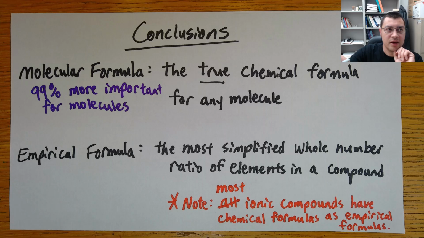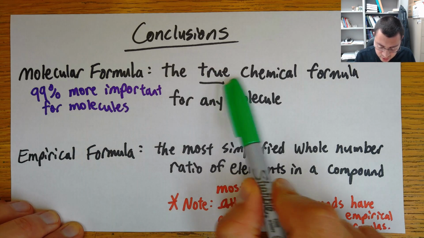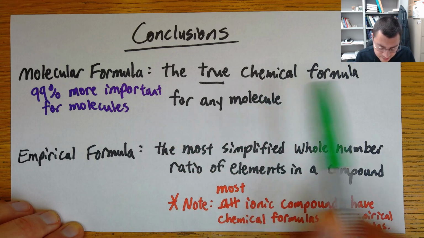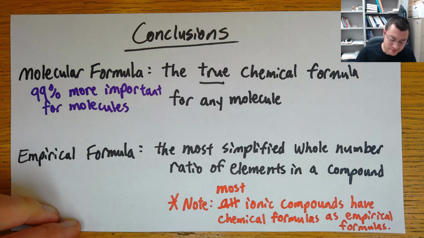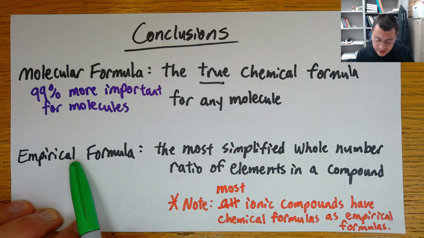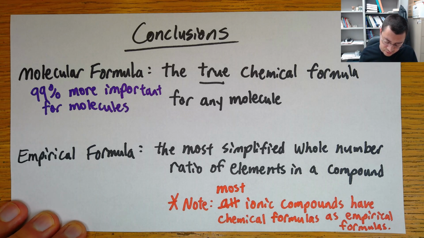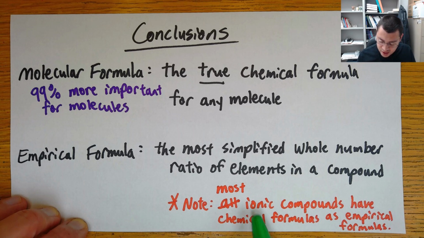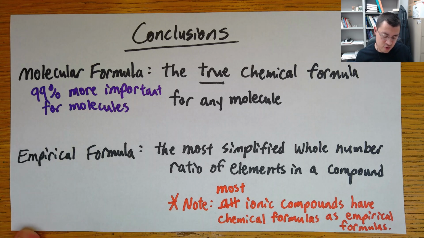All right. The key concepts I want you to take away are this. The molecular formula is the true chemical formula for any molecule. And when we're talking about molecules, this is going to be 99% of the time. This is not a measured number. This is my estimate. But most of the time more important than the empirical formula. Whereas the empirical formula is the most simplified whole number ratio of elements in a compound. Please note that if we're talking about ionic compounds, almost all the time, those ionic compounds are going to have chemical formulas that are actually empirical formulas, because that's what you're supposed to do with ionic compounds.